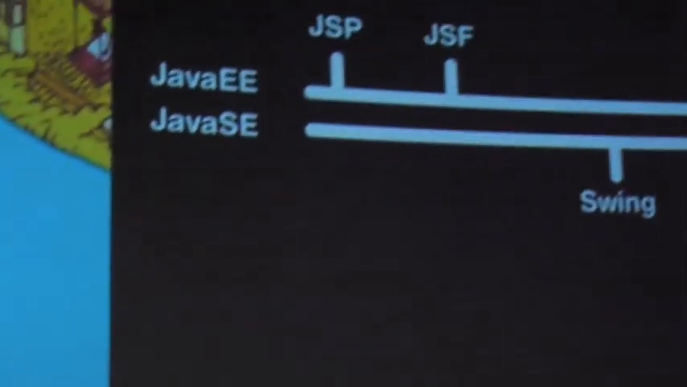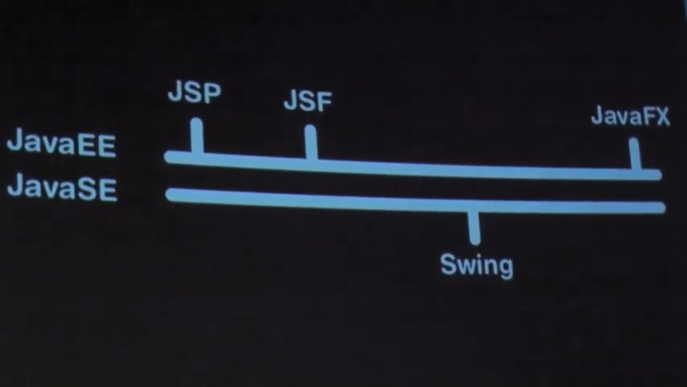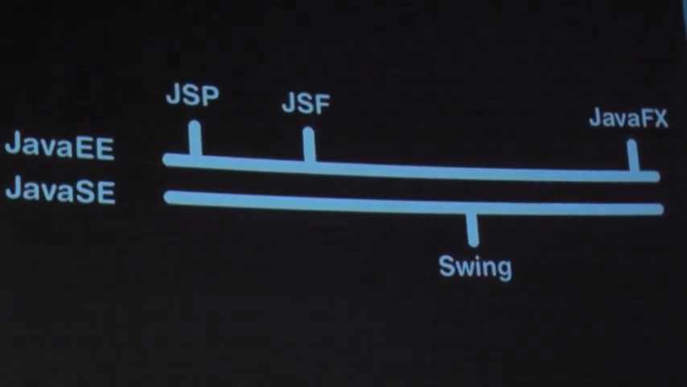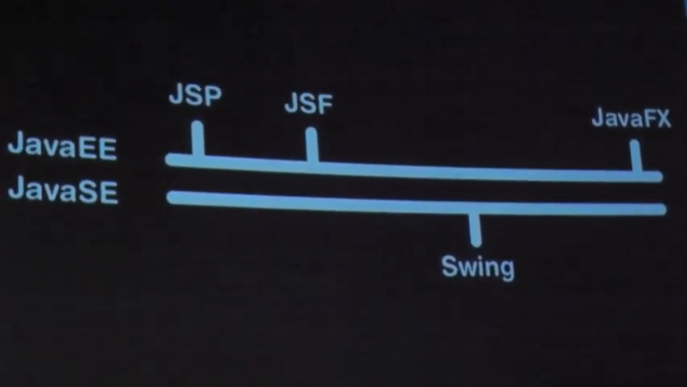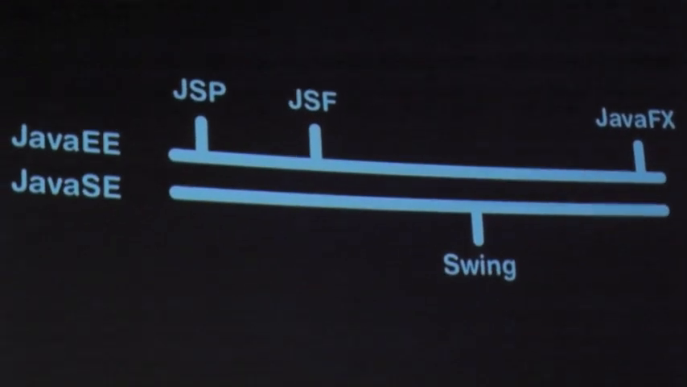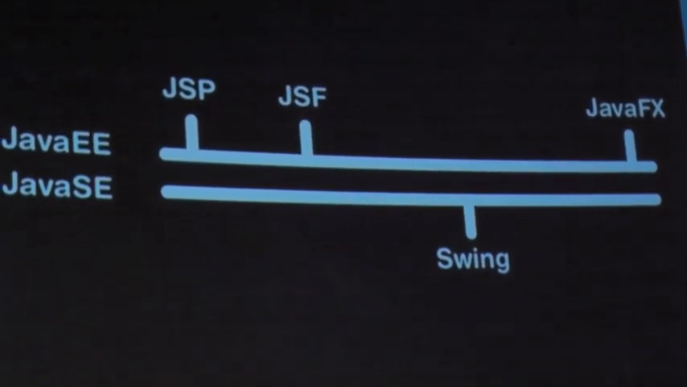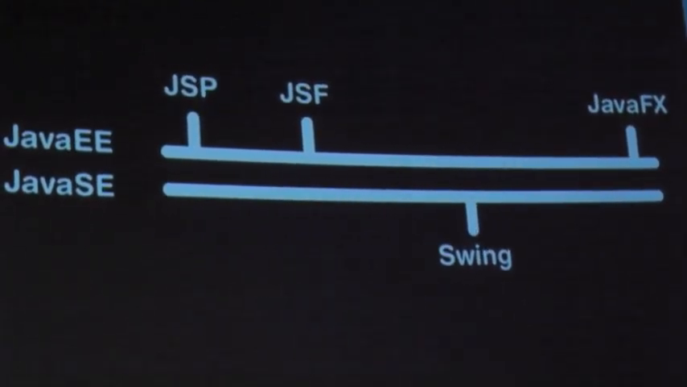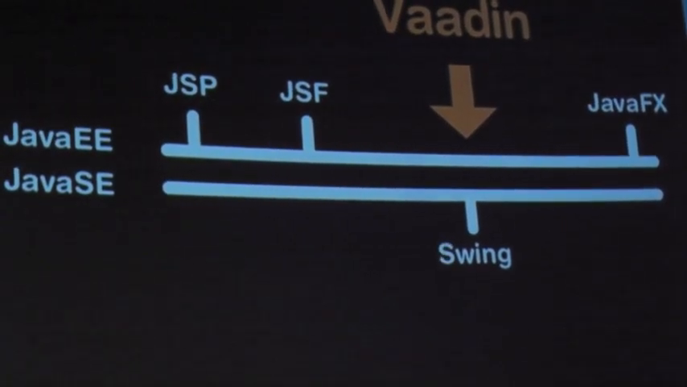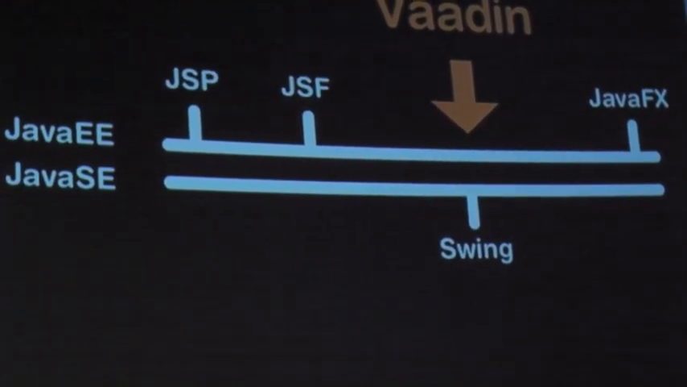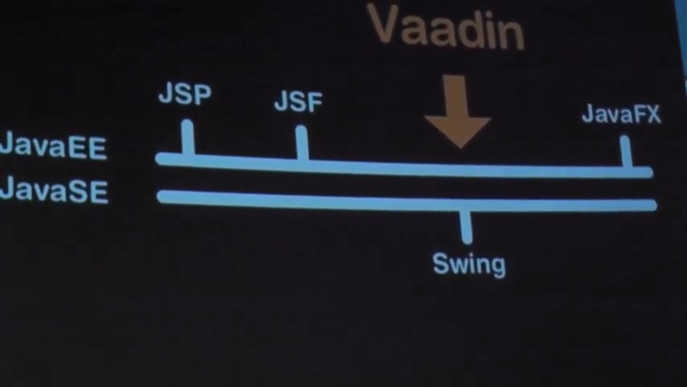Now, how does Vaadin fit into the Java ecosystem? Over here, we can see some of the standard user interface libraries of Java. As you can see, on the enterprise side, we have JSP, JSF, and JavaFX, and on the standard side, we have Spring. Now, although Vaadin is not an official Java standard, you could think of it as the enterprise counterpart to Spring.